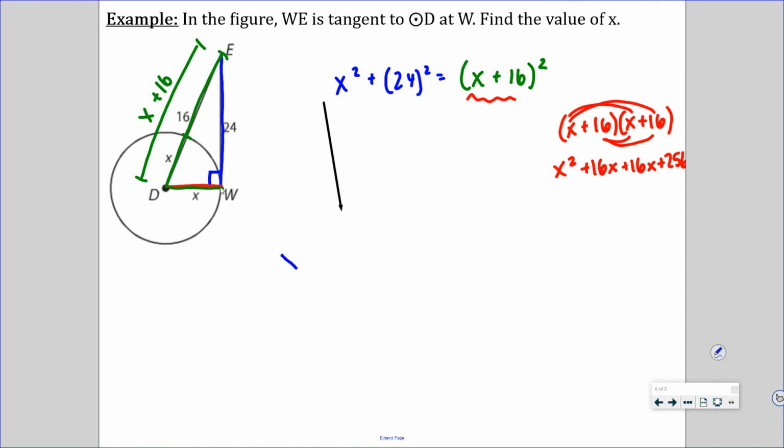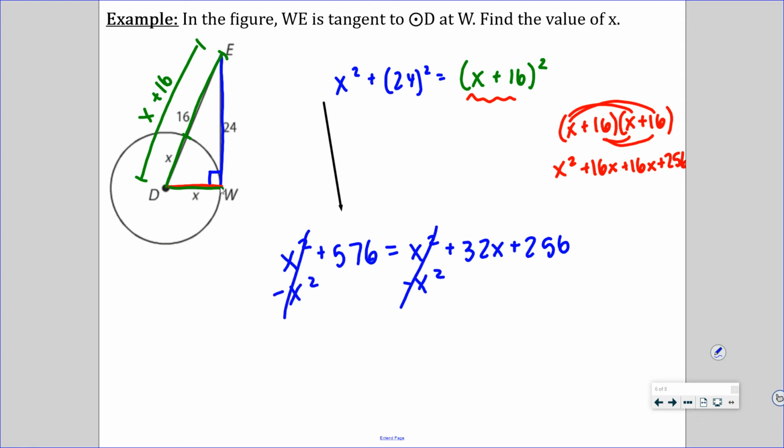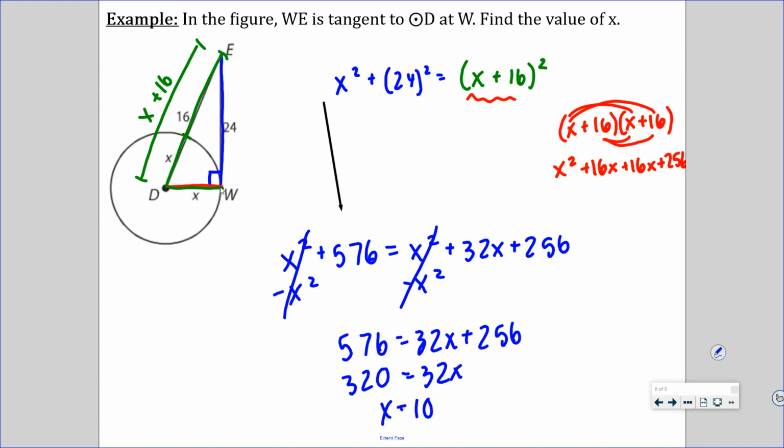Okay, this is what we should get. I'm just gonna come on here. What I said that was 576. 32x plus 256. All right, what happens when I go to combine my x squares? They drop out. X squared minus x squared is 0. No more x squareds. So I'm left with this. Let's see, that's 320. X is 10. Is that all we had to find was x? Yep.